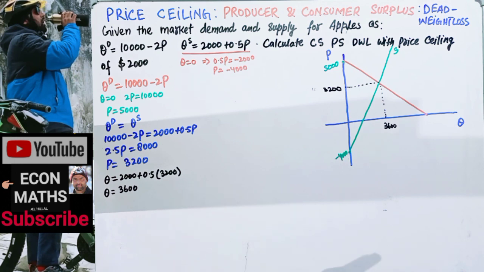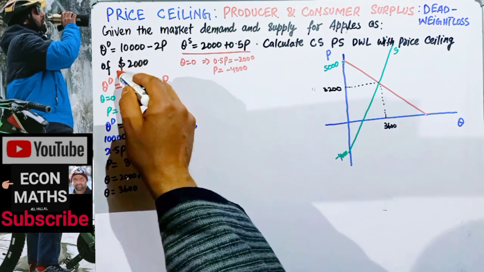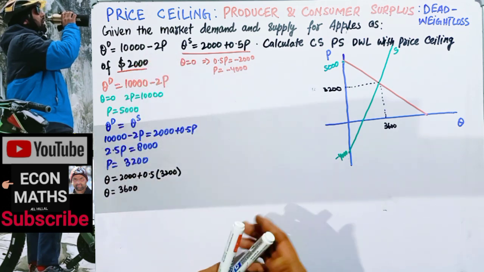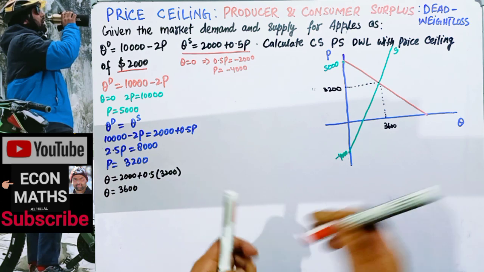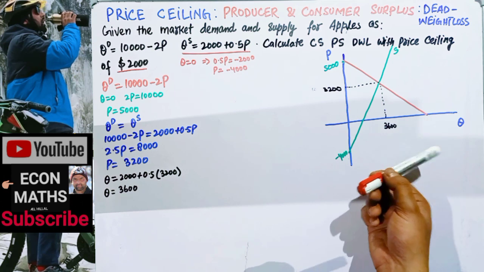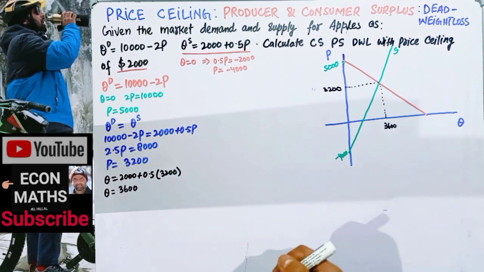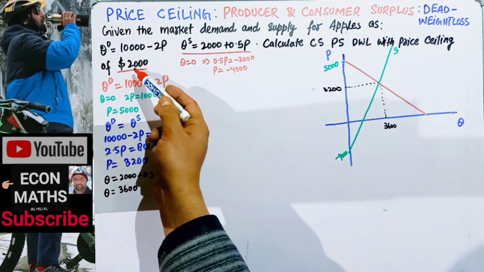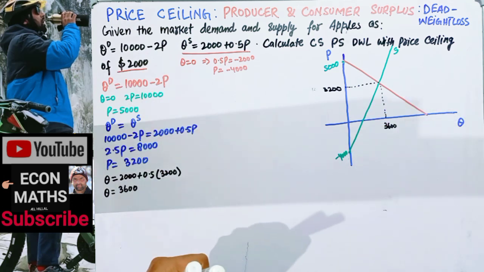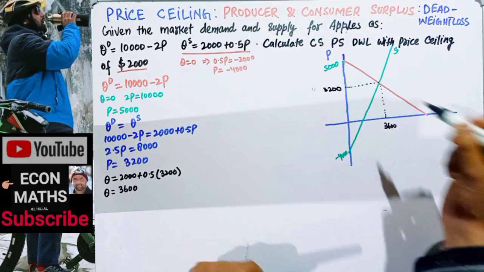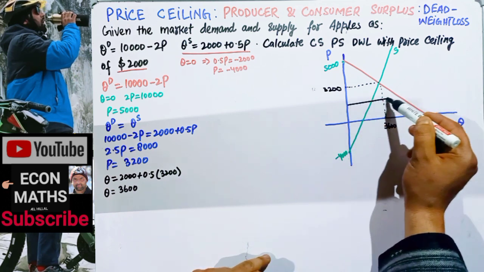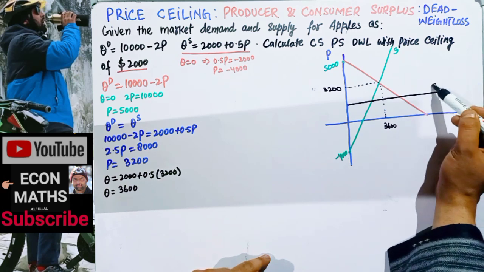Okay, now we are being told that a price ceiling is being imposed, that is of $2,000. By price ceiling, we mean the maximum amount a seller is allowed to charge for a product. And we are being told that the maximum price can be only 2000. Let's draw it here, the 2000 line. Let us say this is our 2000 line, this is our price ceiling.